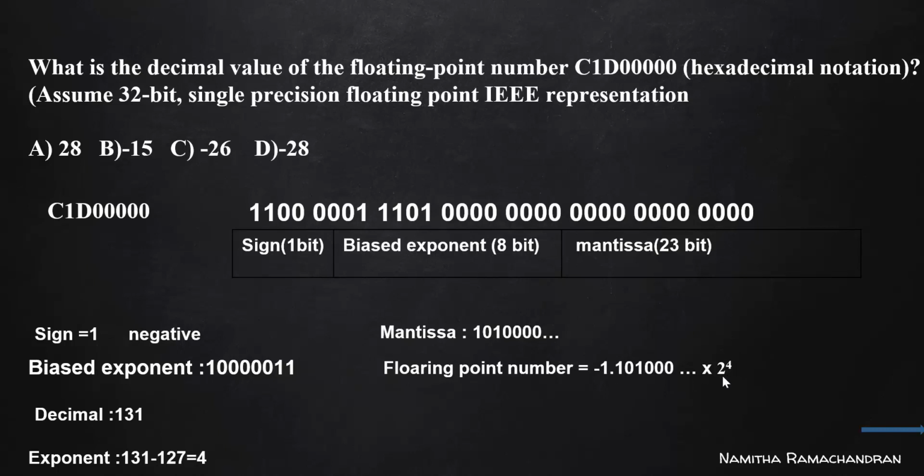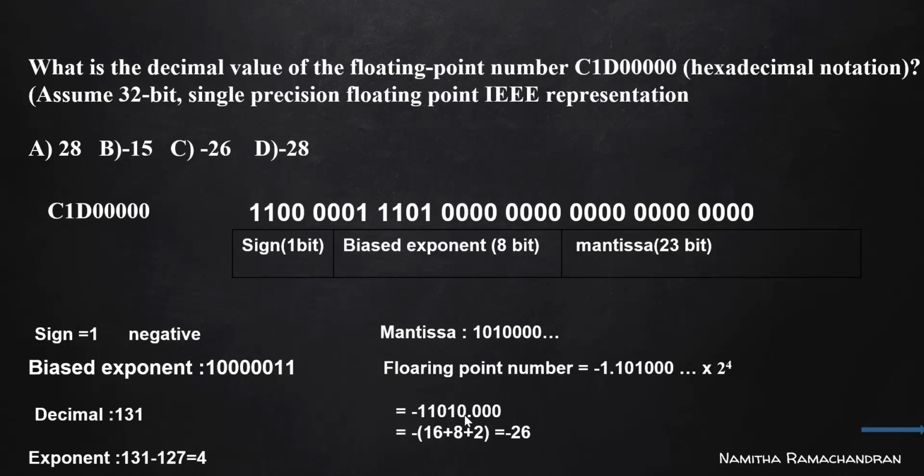Now we can distribute this exponent over here and we get minus 11010.000. We can shift this decimal point 4 positions towards the right, which is equivalent to multiplying by 2 to the power 4. After this exponent distribution, we have the representation like this. The fractional part is completely 0 now.